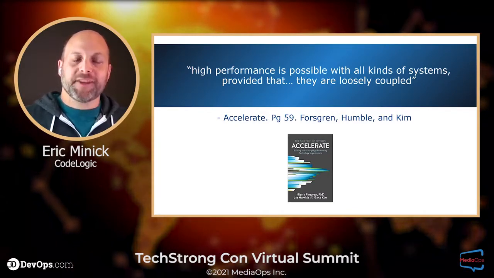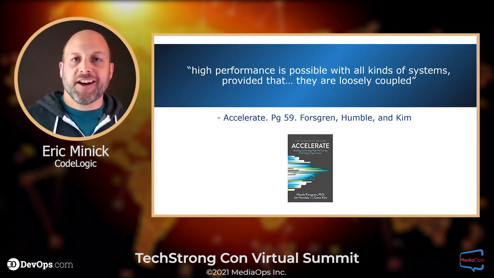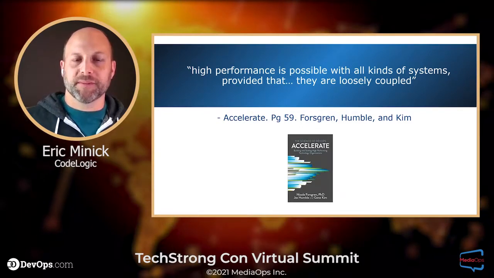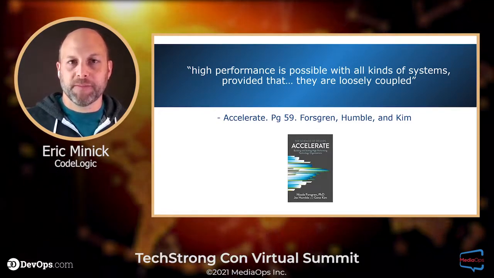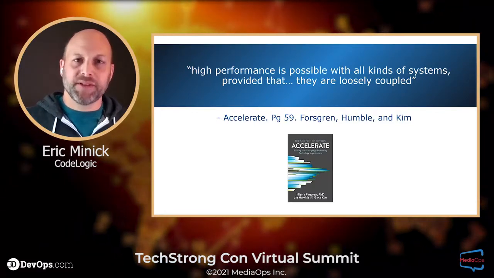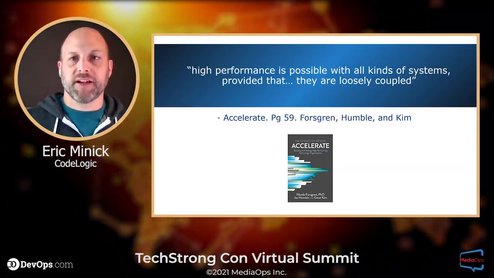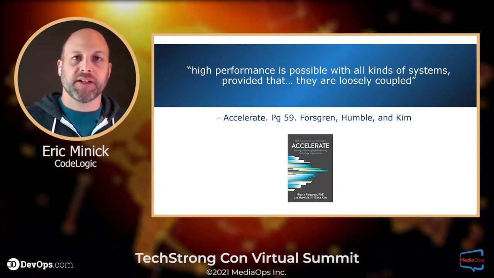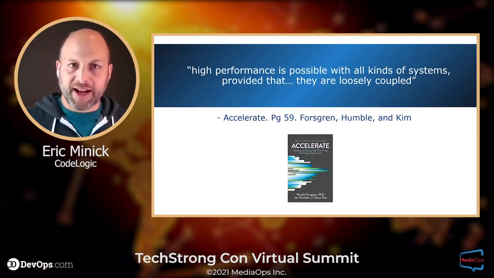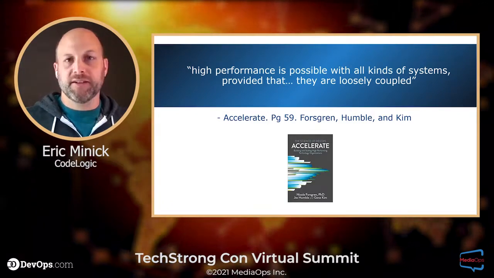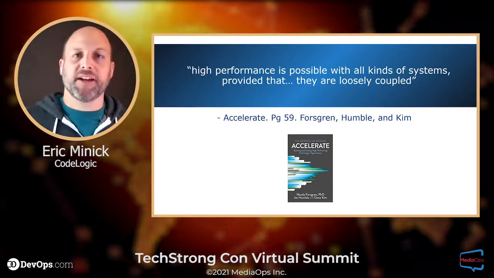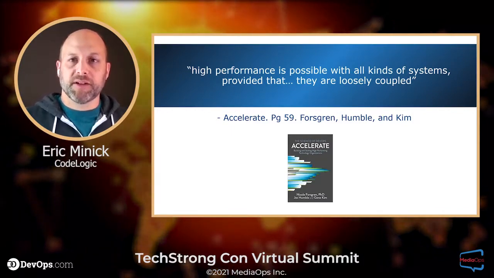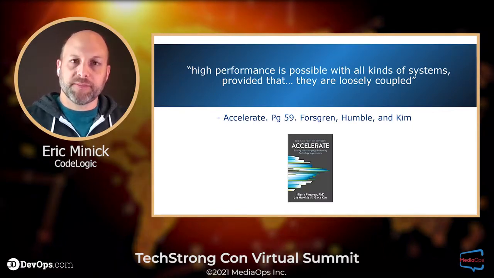And right up at the top of their section on architecture, they have this beautiful little statement that high performance is possible with all kinds of systems, provided that they're loosely coupled, right? You can be successful in a DevOps fashion, as measured by things like how often are you delivering? What sort of incidents do you have when you do delivery? How successful is the team? You can get that high performance, whether you're cloud native, distributed, mainframe, doing IoT applications, whatever your fundamental architectures are, you can be successful. The key is to be loosely coupled.